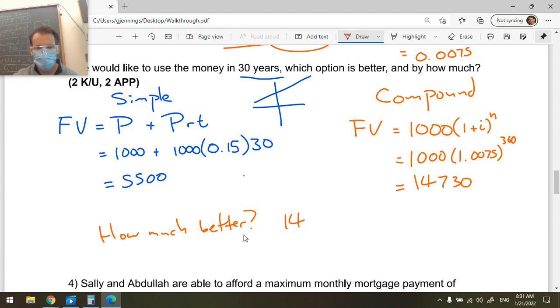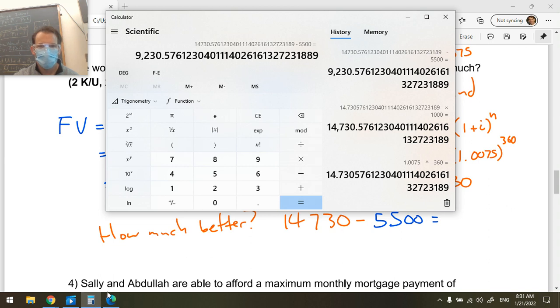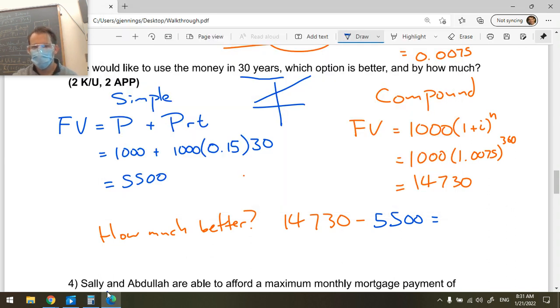So we did 14,730 minus this number here, color coded for viewing ease, 5500, which is equal to this number here, 9231. 923. I'm just going to say 30, and I'm going to say that he donated the cents to charity.